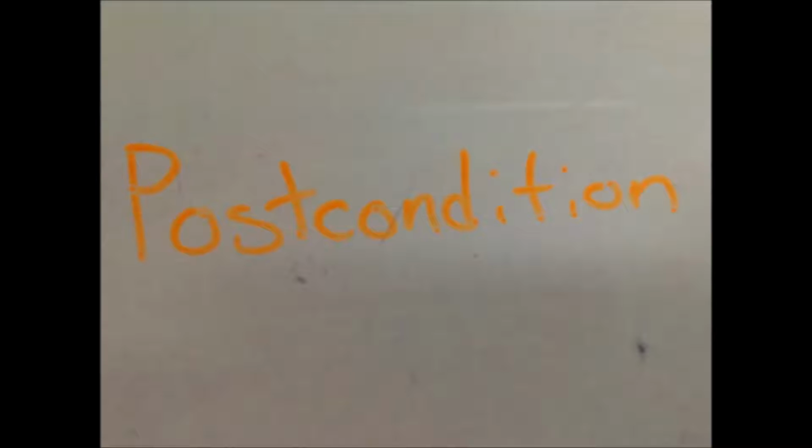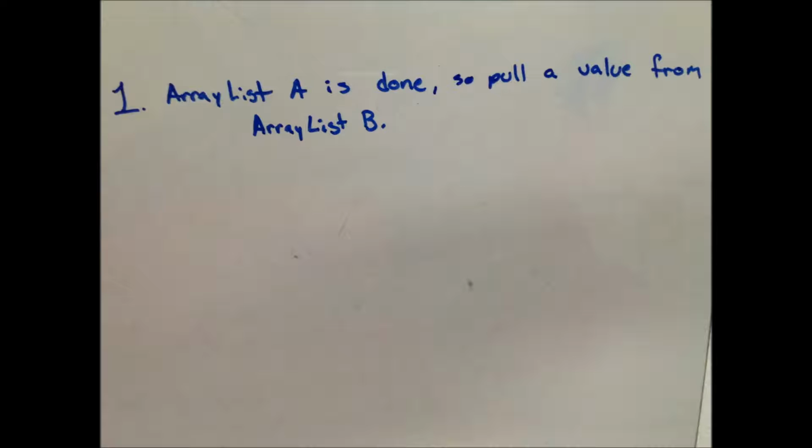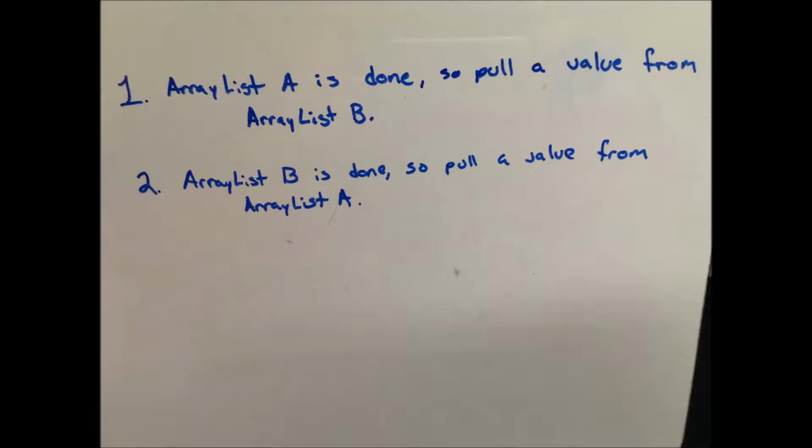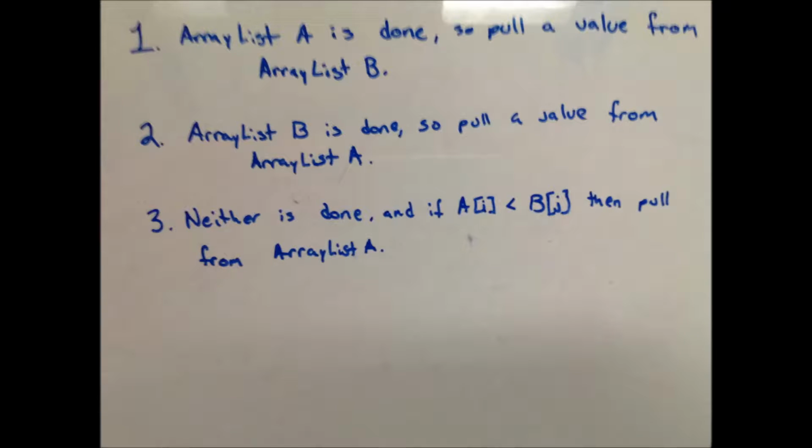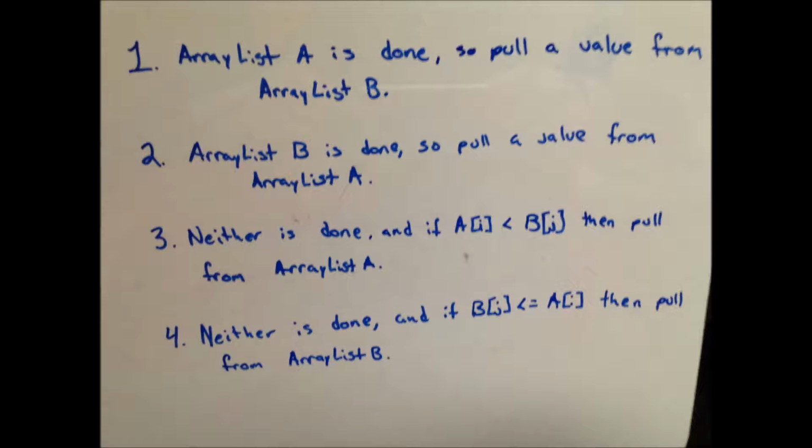The merge method breaks down into 4 cases. Number 1, array list A is done, so pull a value from array list B. 2, array list B is done, so pull a value from array list A. 3, neither is done, so if A index I is less than B index J, then pull from array list A. 4, neither is done, and if B index J is less than or equal to A index I, then pull from array list B.